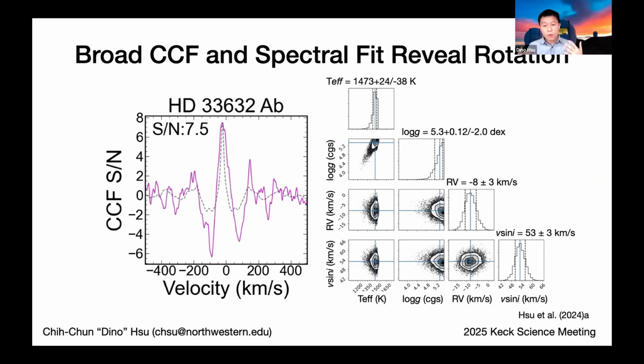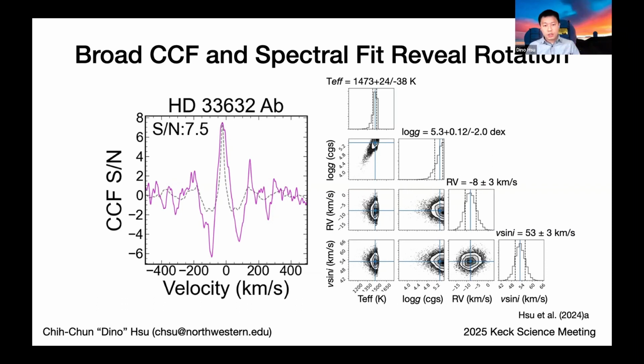And we can also do forward modeling for a more precise determination of their atmospheric properties. We can determine effective temperature, surface gravity, radial velocity, and most importantly, the v sin i. And this is a moderate rotator, which is 53 kilometers per second in terms of spin.